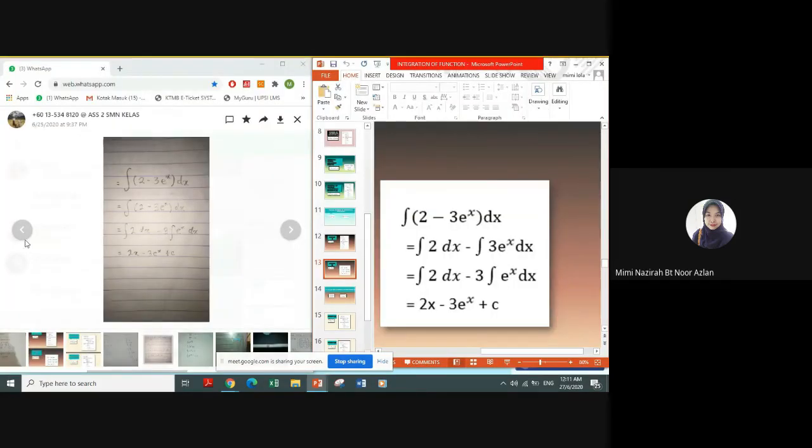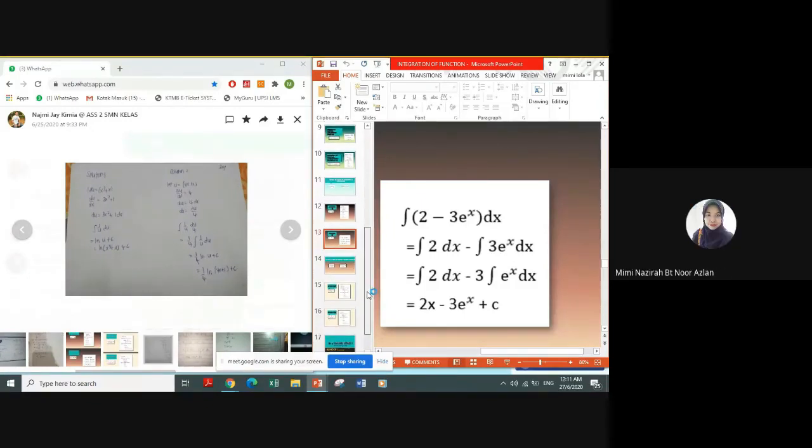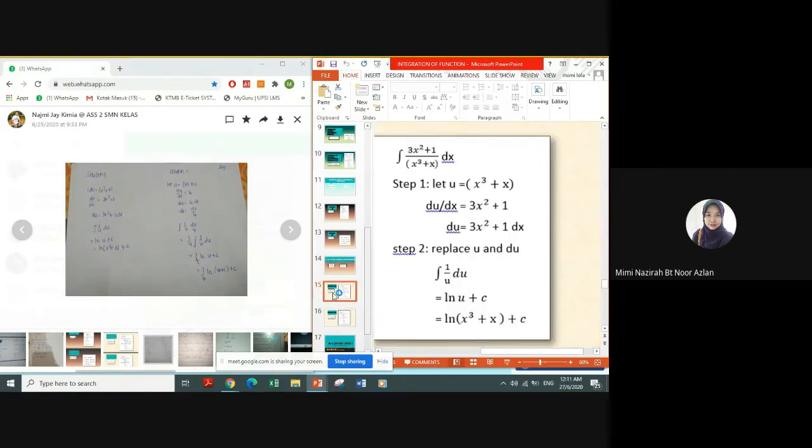Okay, 4 minutes have finished. Let's see, we got one answer from our friends. Here is from Najmi. You have done both question 1 and question number 2. Can you see it? Please respond. Hello. Yes, teacher. Yes, we can see it, teacher.